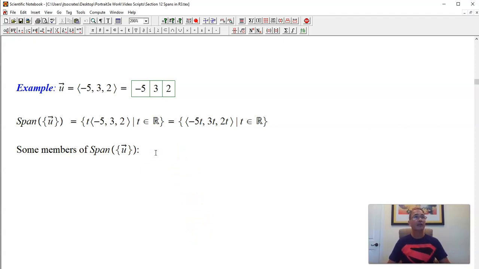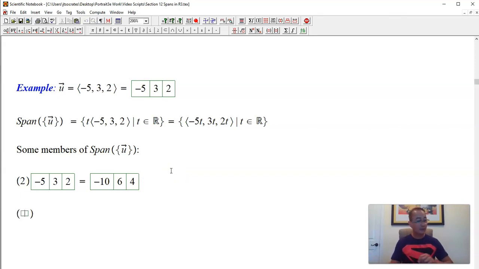I'm using the software Scientific Notebook that you see up here, and it allows us to make computations on vectors and matrices. So here is our vector, and by writing 2 times that vector, I can just click on this equal sign, and there miraculously is twice the vector. So we get -10, 6, and 4. And we can keep doing this.